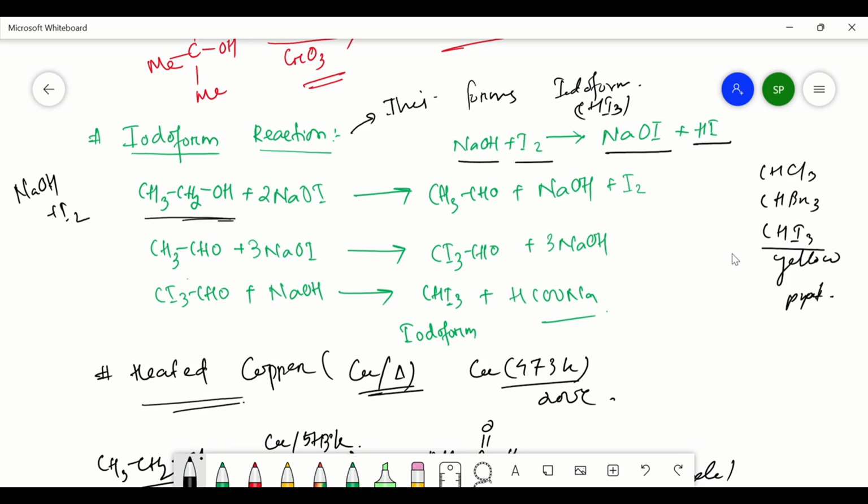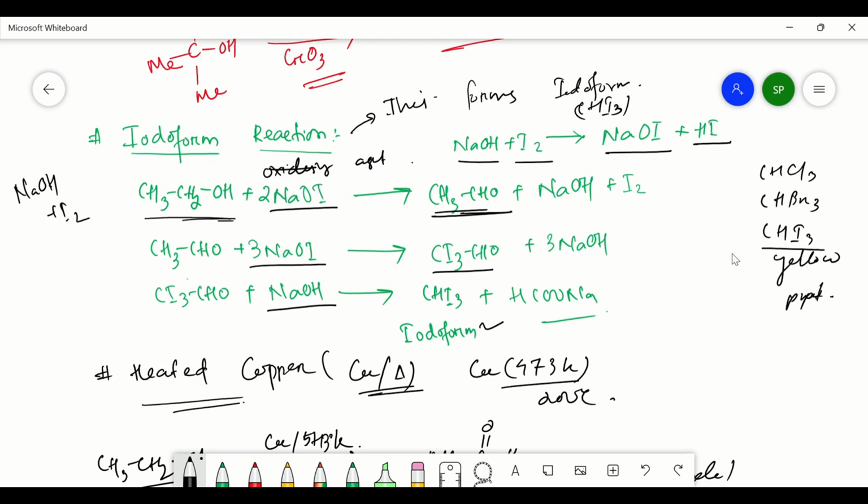Then this NaOI reacts with primary alcohol to form aldehyde. Simply, this acts as an oxidizing agent to form aldehyde, and that aldehyde further reacts with NaOI to form CI3CHO, and this CI3CHO reacts with NaOH to form iodoform. This iodoform is a yellow precipitate that can be used to distinguish primary alcohol.